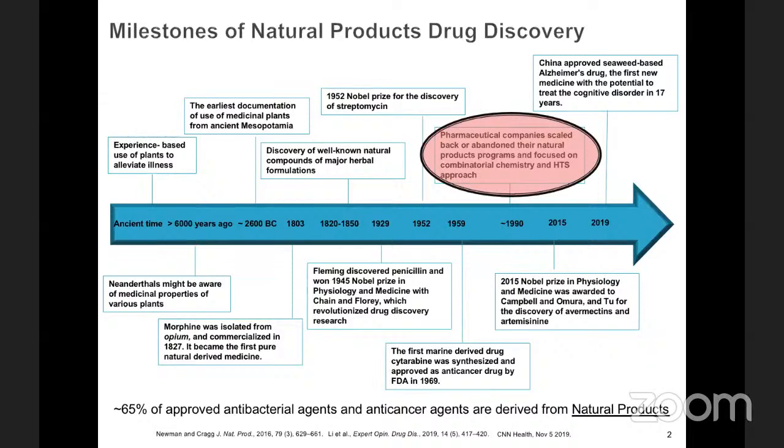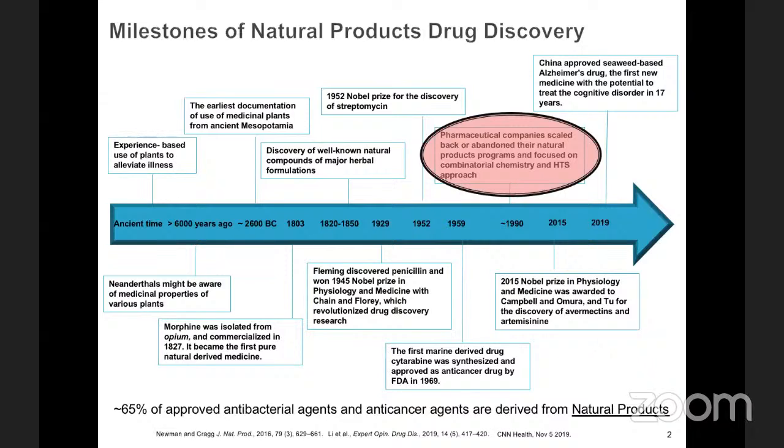Now, observing this trend, if you see, in 2015 the Nobel Prize was given to Campbell, Omura, and Professor Tu for the discovery of ivermectins and artemisinin. This decision was very important for natural product research. The discovery of artemisinin is a long story. However, it's a natural product molecule.